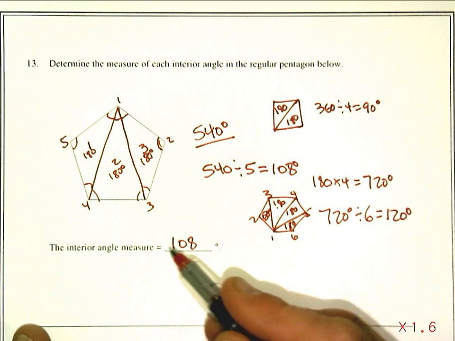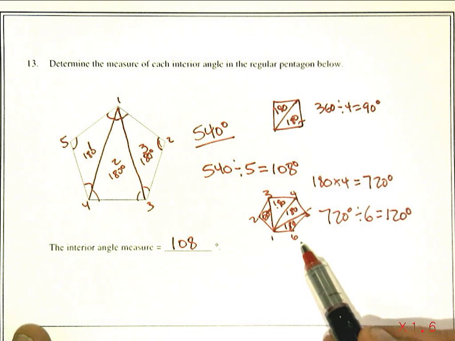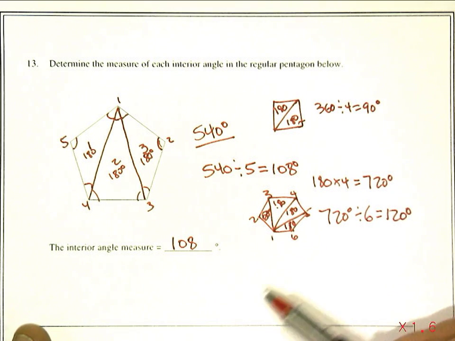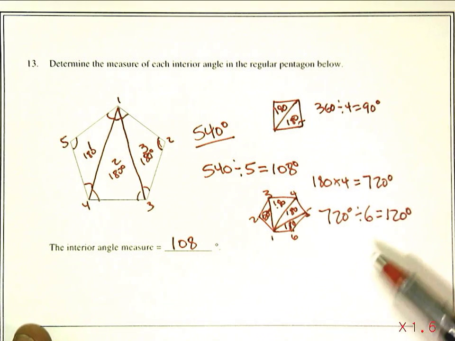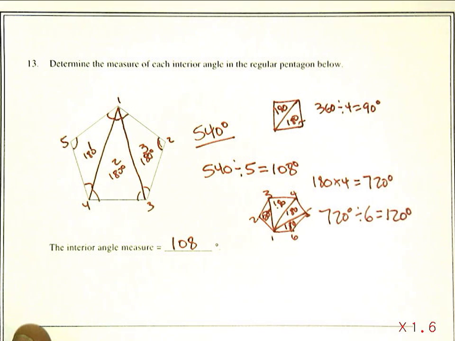In the case of this one, it's 108 degrees. In the case of a square, they're 90. In the case of a hexagon, they're 120. And we could go on to 7-sided, 8-sided, however many sides, and use the same method to solve for any of those kinds of shapes.